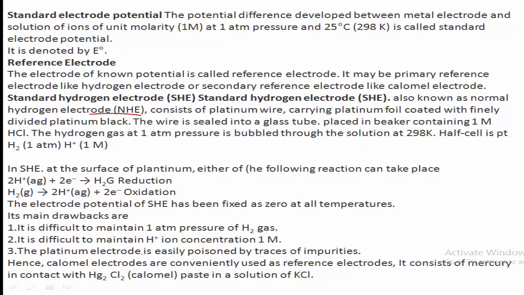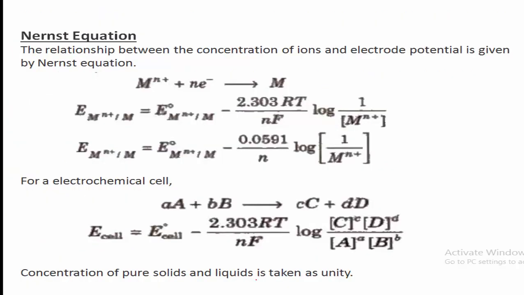And the platinum electrode is easily poisoned by traces of impurities. The calomel electrodes are conveniently used as reference electrodes. It consists of mercury in contact with Hg2Cl2, that is mercurous chloride, which is known as calomel, placed in a solution of KCl. Then one of the important equations in electrochemistry, that is the Nernst equation.